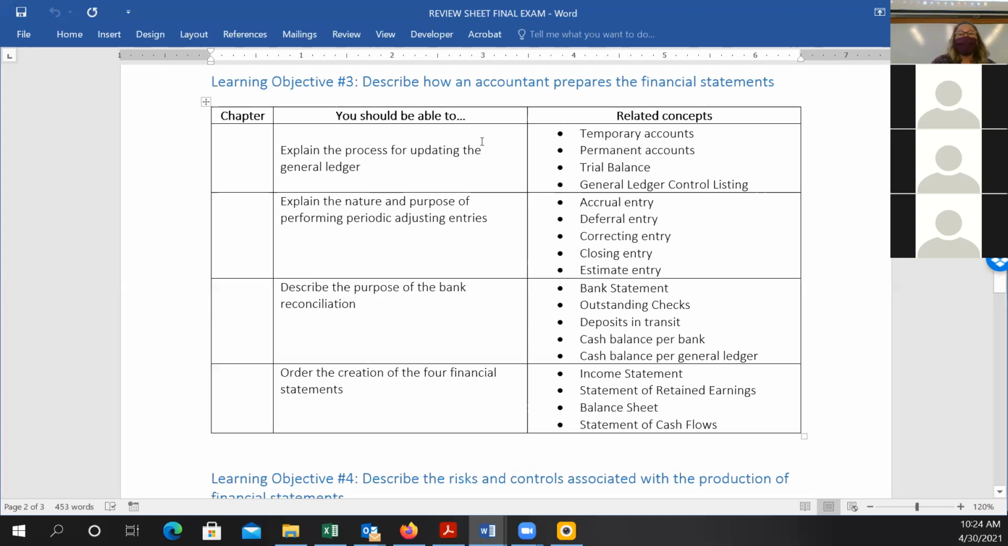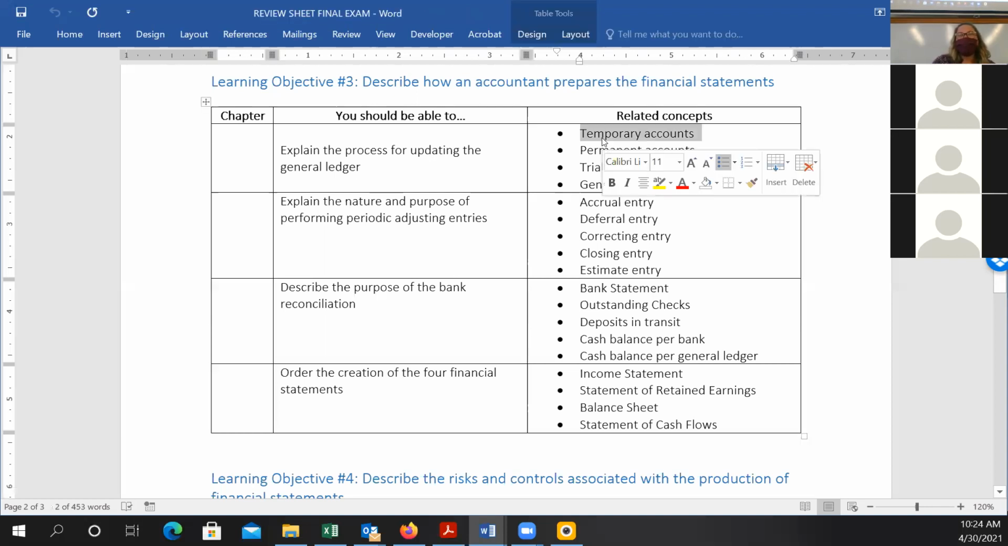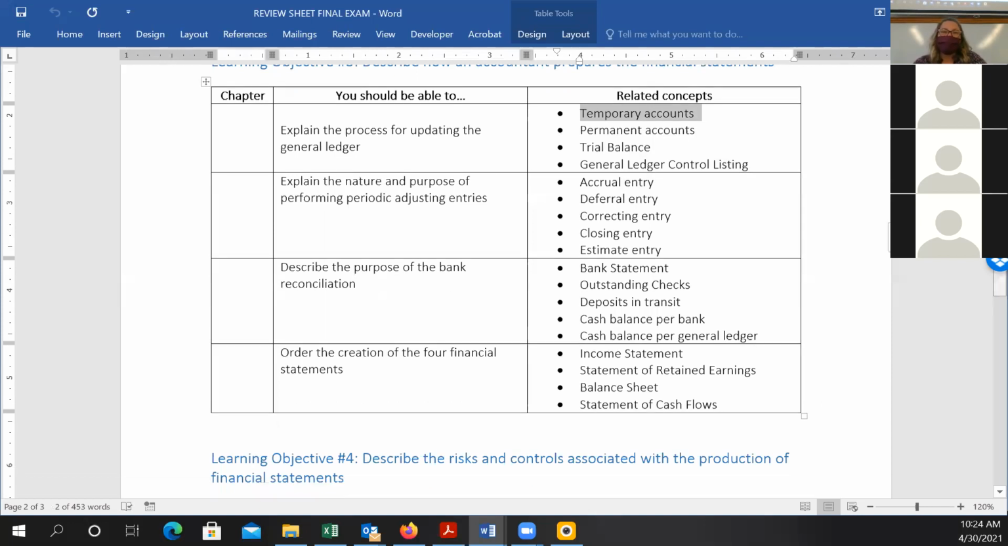And to know about adjusting entries, you have to know the difference between a temporary account and a permanent account. Do y'all recall which accounts are temporary broadly? Yeah, expenses is one category. Revenue is the other category of temporary accounts, exactly. And the permanent is everything else, the balance sheet accounts. What's the trial balance?